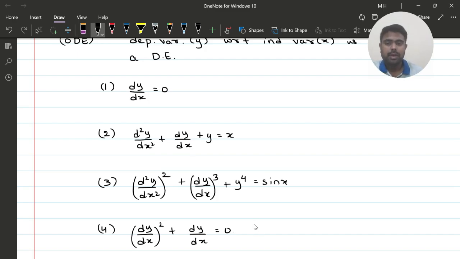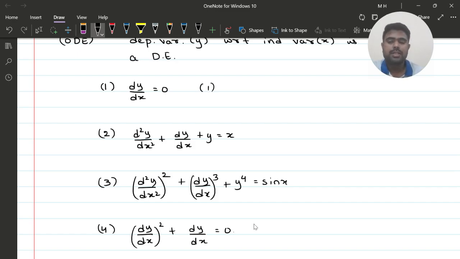So, in a differential equation, the order of the highest order derivative occurring in the differential equation is called the order of that differential equation. Whichever is the highest order derivative in the differential equation, that is called the order of that differential equation. So in the first case, we have the first order derivative as the highest, it is the only one, so the order of this differential equation can be written as 1.